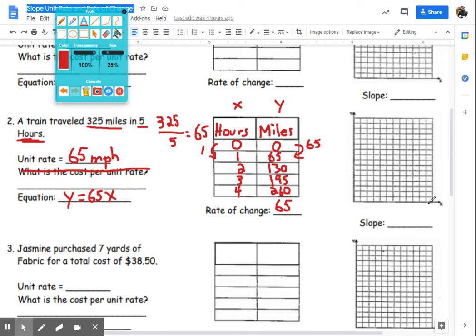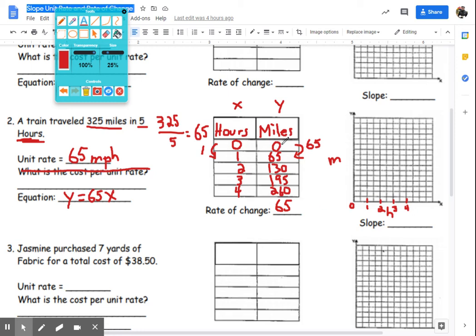So again, my x is hours, so I'm just going to put an h for hours. My y is miles. I'm going to put an m for miles. And then let's number our graph. So here's my origin, 0, 0. My hours are going from 0 to 4, so I'm going to do exactly what I did last time. I'm going to skip 1, put a 1, skip 1, put a 2, skip 1, put a 3, skip 1, put a 4, and I'm going to go ahead and stop since I'm only going up to 4.